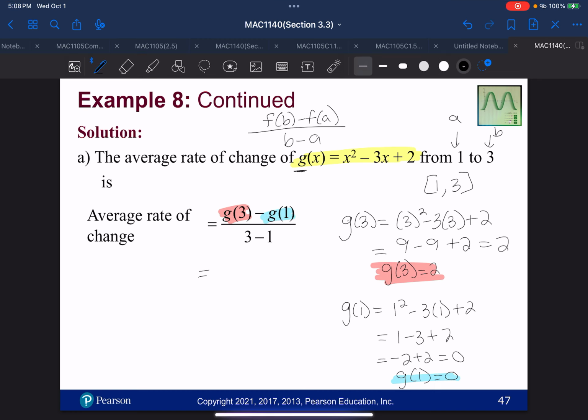So this would become 2 minus 0 over 3 minus 1, which would be 2 over 2, which would be 1. So we just found the slope of the secant line that passes through these 2 points. And we found the average rate of change of this function from 1 to 3.